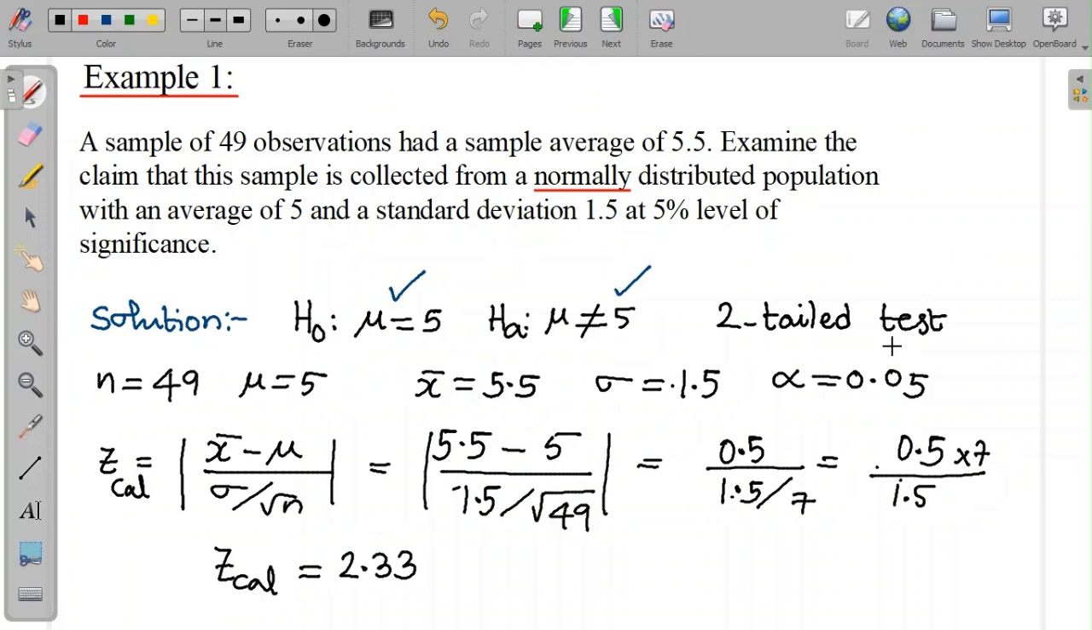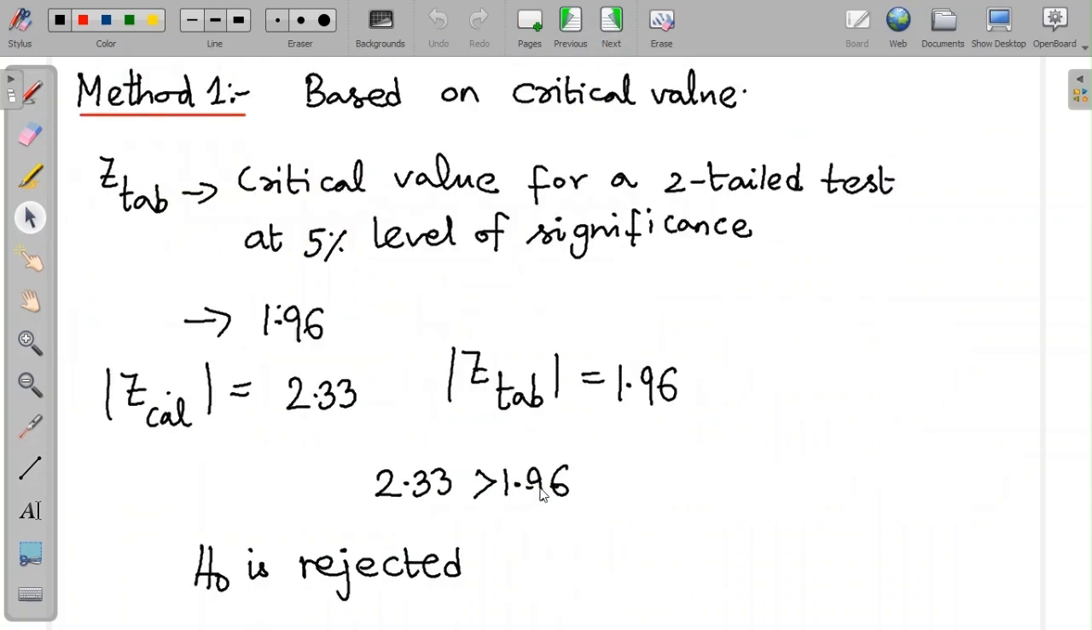The sample average is at 5.5. The population standard deviation is at 1.5, and the level of significance is at 0.05. Once we know all this, we know how to calculate the value of the test statistic that comes down to 2.33.